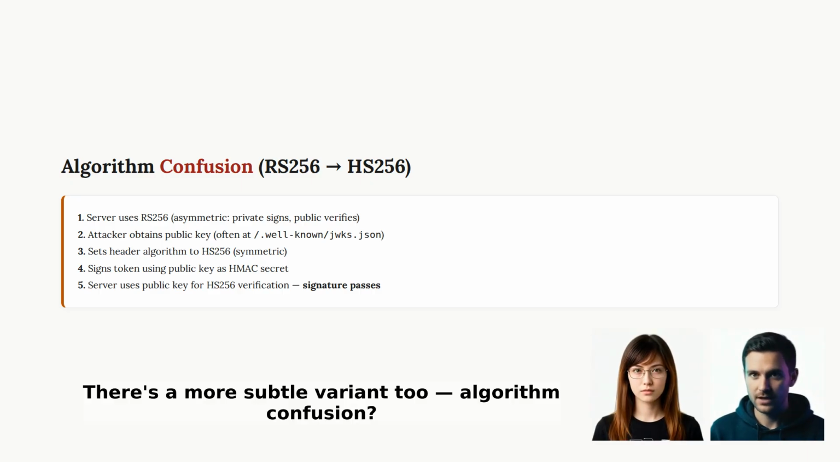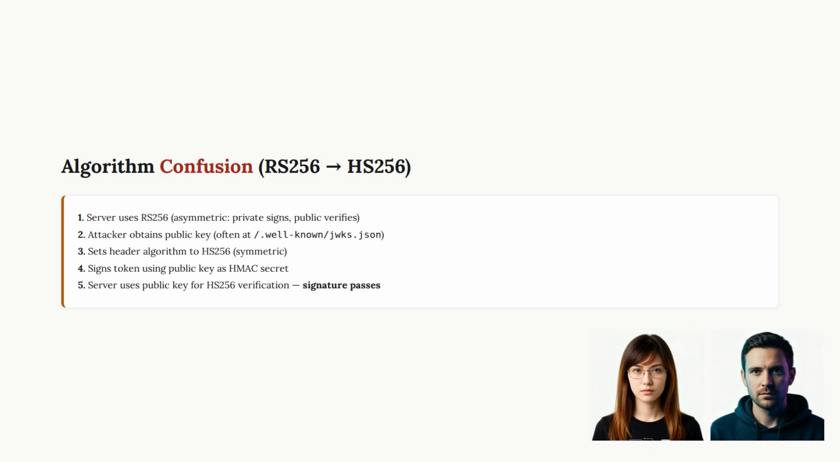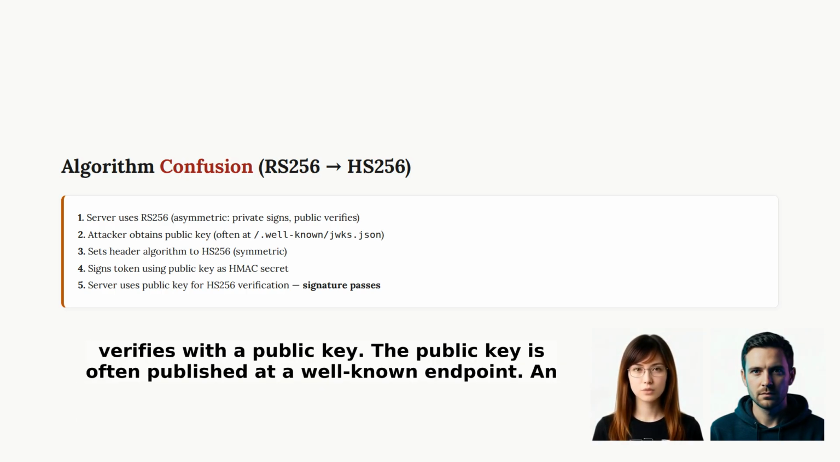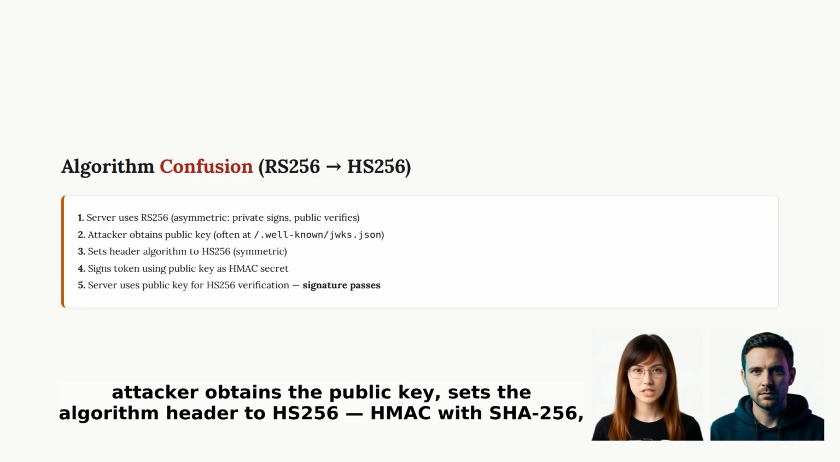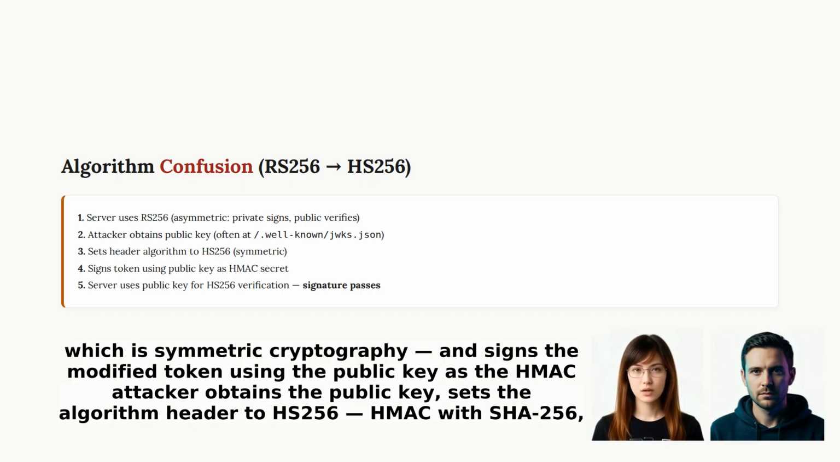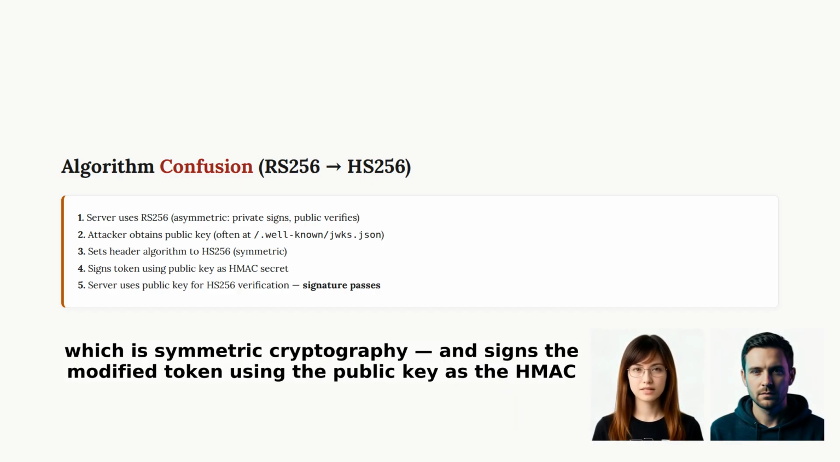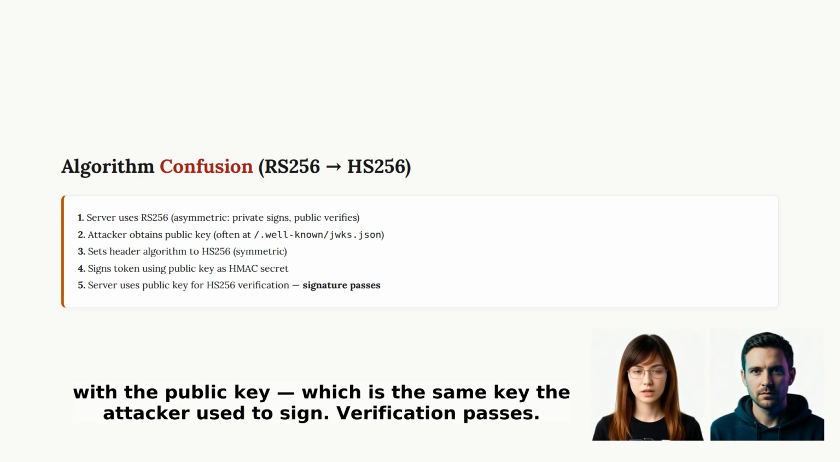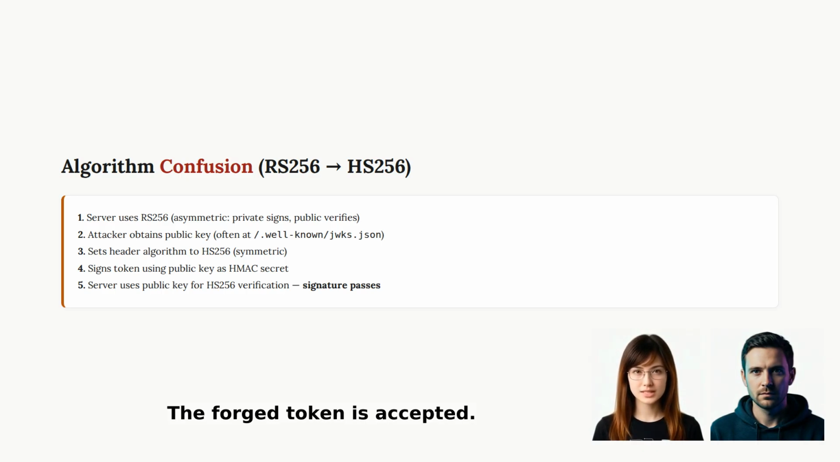There's a more subtle variant too, algorithm confusion. Yes. Say your server uses RS-256, asymmetric cryptography. It signs with a private key and verifies with a public key. The public key is often published at a well-known endpoint. An attacker obtains the public key, sets the algorithm header to HS-256, HMAC with SHA-256, which is symmetric cryptography, and signs the modified token using the public key as the HMAC secret. If the server reads the algorithm from the header and uses it, it performs HMAC verification with the public key, which is the same key the attacker used to sign. Verification passes. The forged token is accepted.